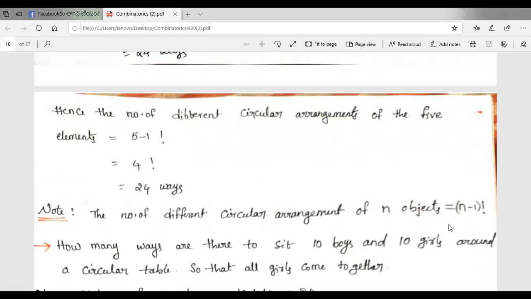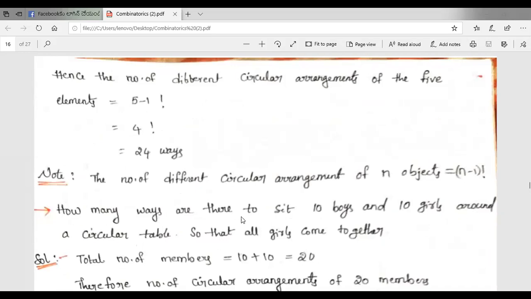Next example: how many ways are there to sit 10 boys and 10 girls around a circular table so that all girls come together?